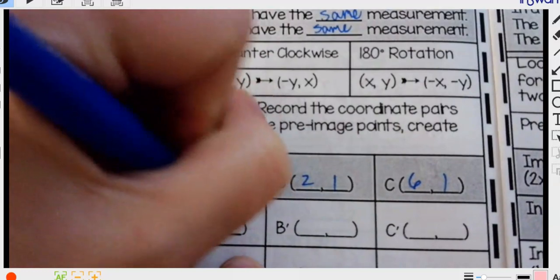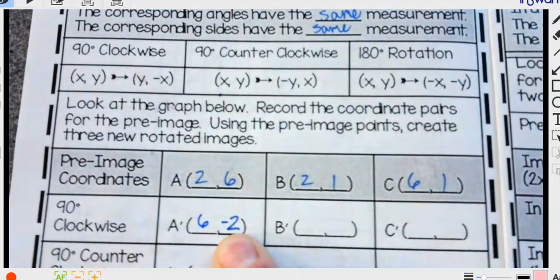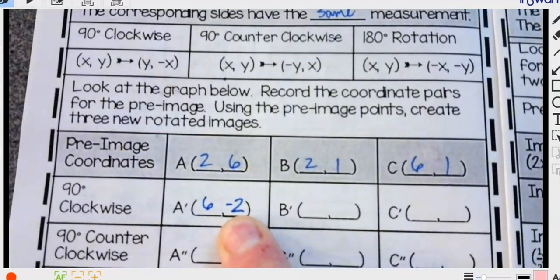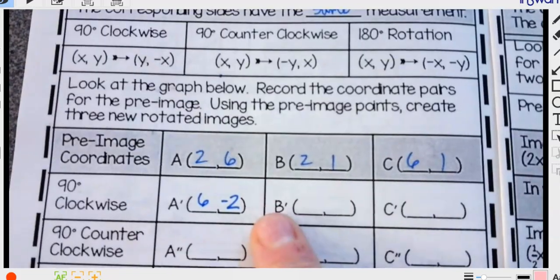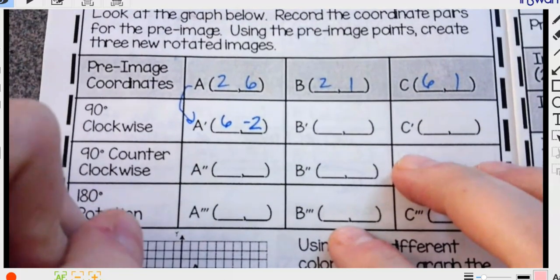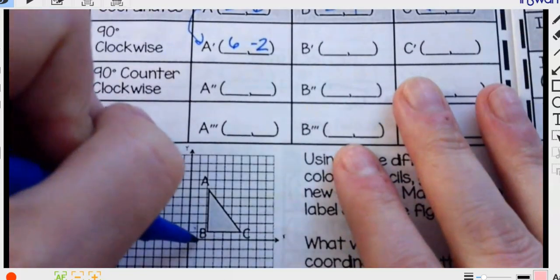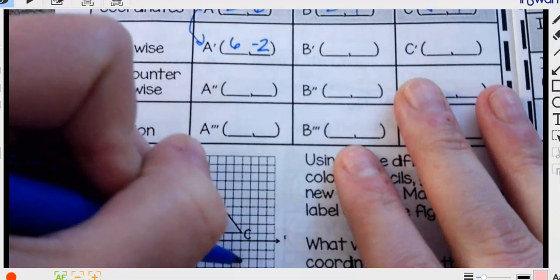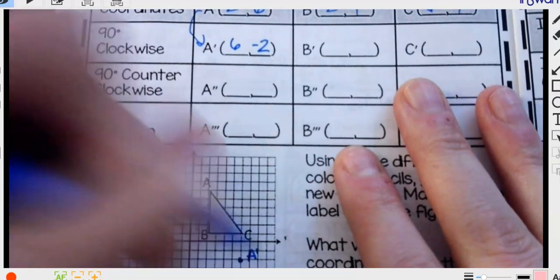You switch them, so 6 goes here, and then change the sign of the x value. All right? So switch the numbers, change the sign. We're going A to A prime. So +6, -2. I'm going to come down here and graph it. 1, 2, 6, -2. That is our A prime.